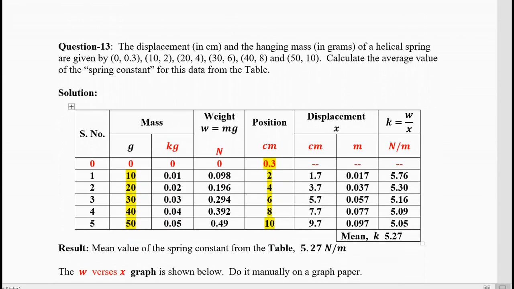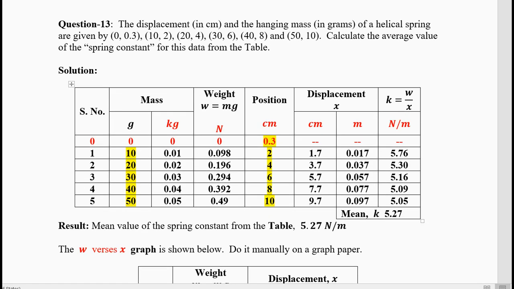Now let's do one more question. This question is given in English and you have to make the table. The displacement in centimeters and the hanging mass in grams of a helical spring are given by 0, 0.3. This is your 0 point, it is 0.3, it's not 0, 0 in the data, but in the graph it is 0, 0. 10, 2, 20, 4, 30, 6, 40, 8, 50, 10. What does it mean? It means when it is 10 grams, it is 2 centimeters. Look at the units. 20 grams, it is 4 centimeters.